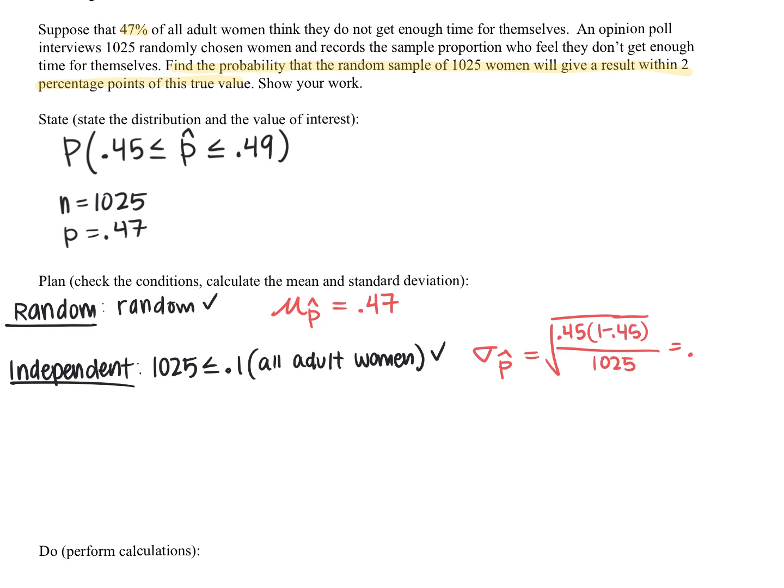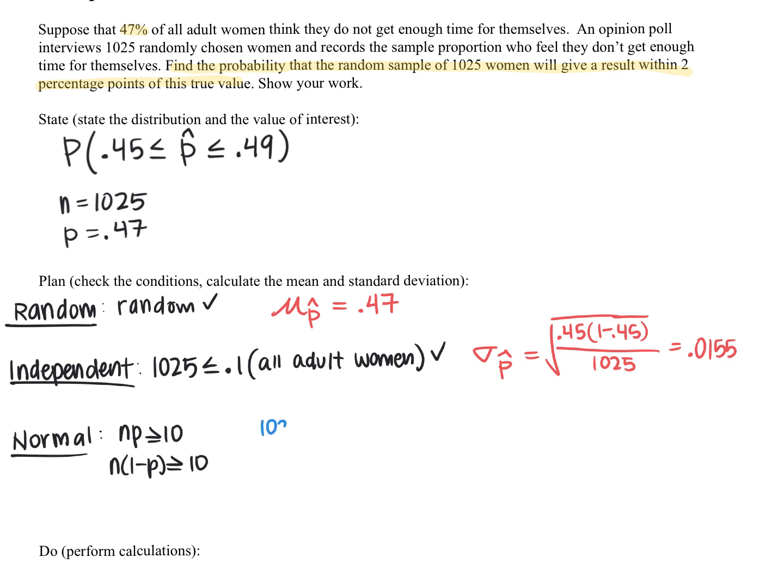And I'm going to get 0.0155. And then the last condition I have to check is my condition that the distribution is normal. So I have to check that np is greater than or equal to 10 and n times 1 minus p is greater than or equal to 10.